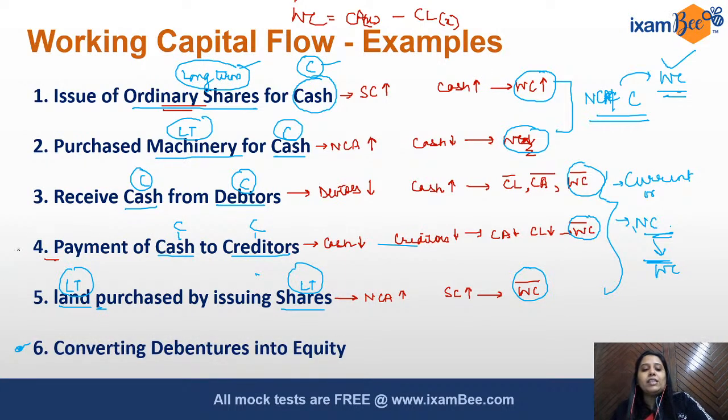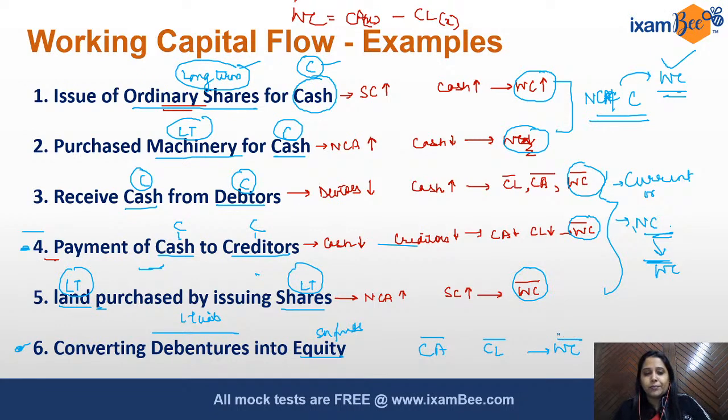Okay, another example is coming up in which you have converted debentures into equity. So debentures and equity both are non-current. The answer should be that working capital will not change, right? If you analyze, debentures are long-term liabilities and equity is shareholders' funds. Since both are non-current, your working capital, which is current assets minus current liabilities, is not changing. Therefore, working capital is remaining constant, right?